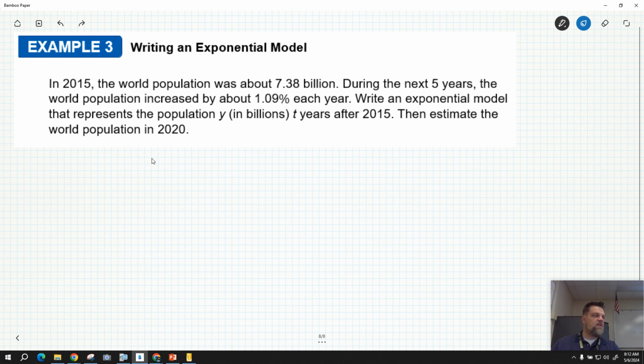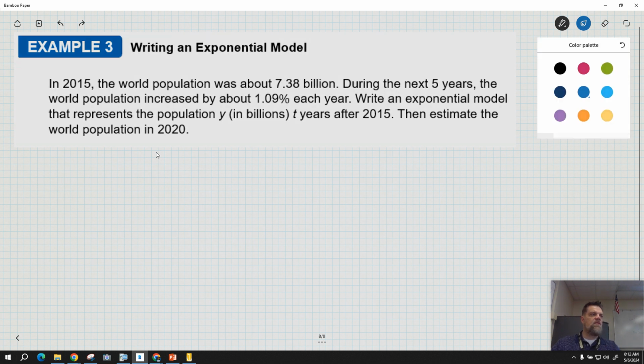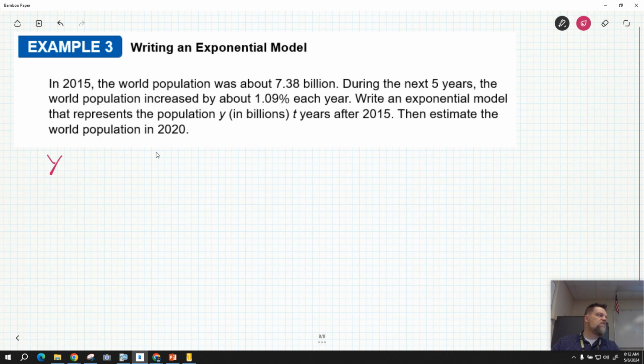So there are some important things. One is this is a growth model, right? Because the population of Earth is growing. So that means we would use this model, A times 1 plus r raised to the t. Well, we need to know what a is. Remember, a is the initial value. What was the initial value? Well, that was 7.38. And when we say it like this, we're going to say in billions, right? We don't need to add all the zeros. It just makes the math a little harder.